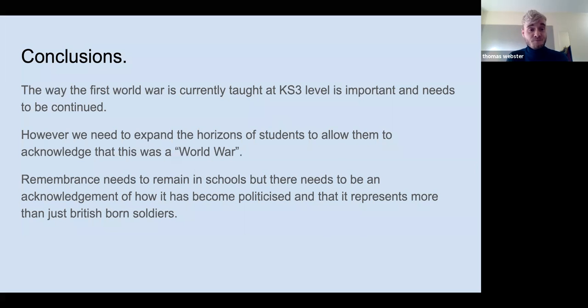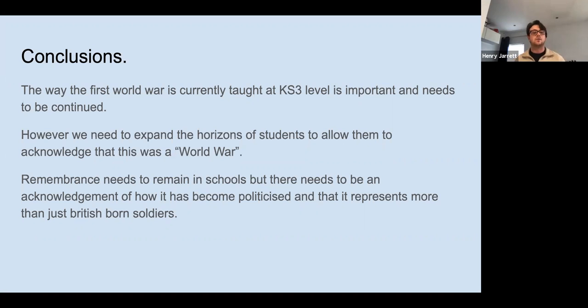So the conclusion. We hope that we've been able to give you our perspective on how we feel there should be a broader approach in teaching the First World War to Key Stage 3. There is so much important content, and obviously we're not discrediting that, but we think we need to expand the horizons for students to allow them to acknowledge that this was a world war, not just a European war, that people from all over the world became involved.